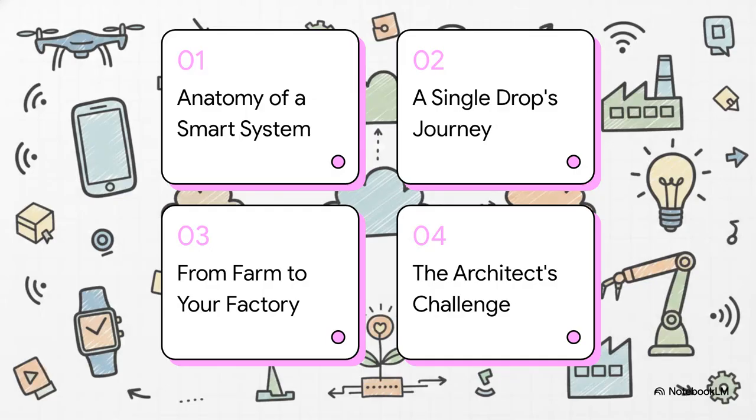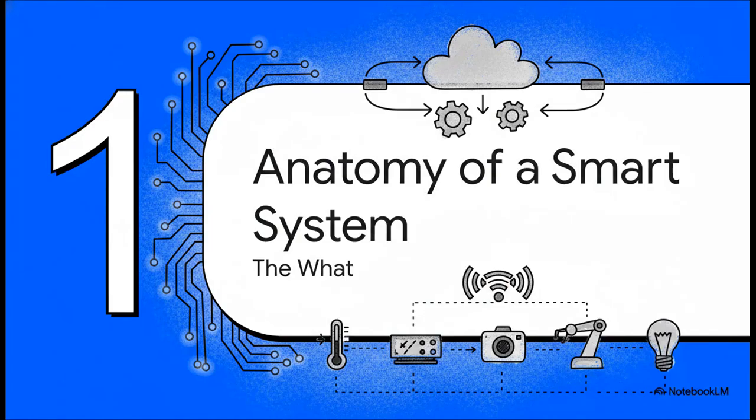Okay, so here's our game plan. We'll kick things off with the basic anatomy of an IoT system. Then we'll trace that single drop of data on its journey. After that, we'll zoom back out and see how the same blueprint is used everywhere, from your house to a massive factory. And finally, we'll look at the big challenges that architects face when they're building our connected future. All right, let's dive in.